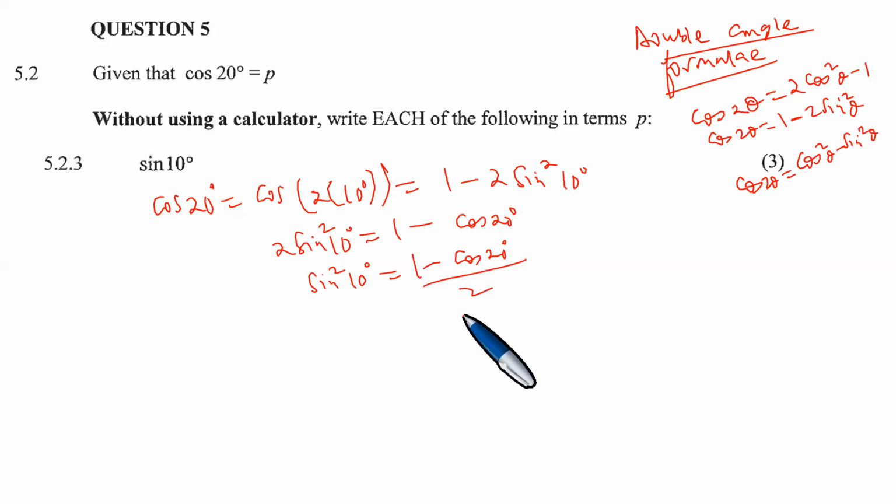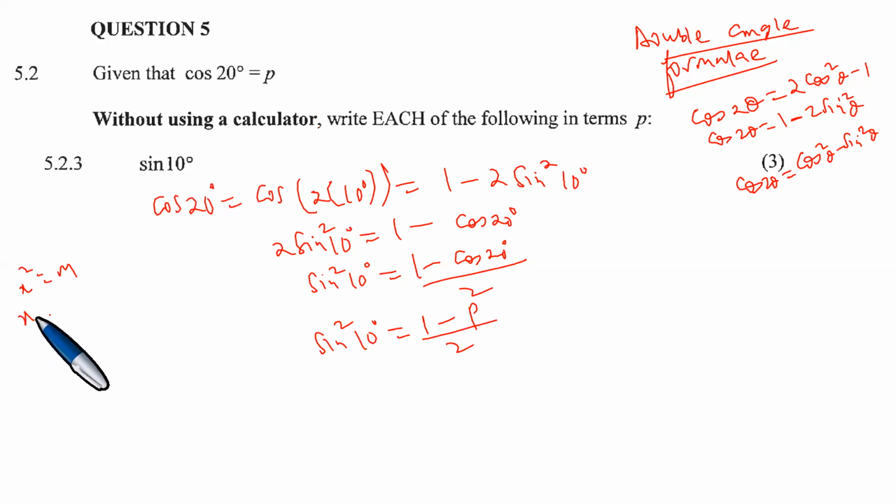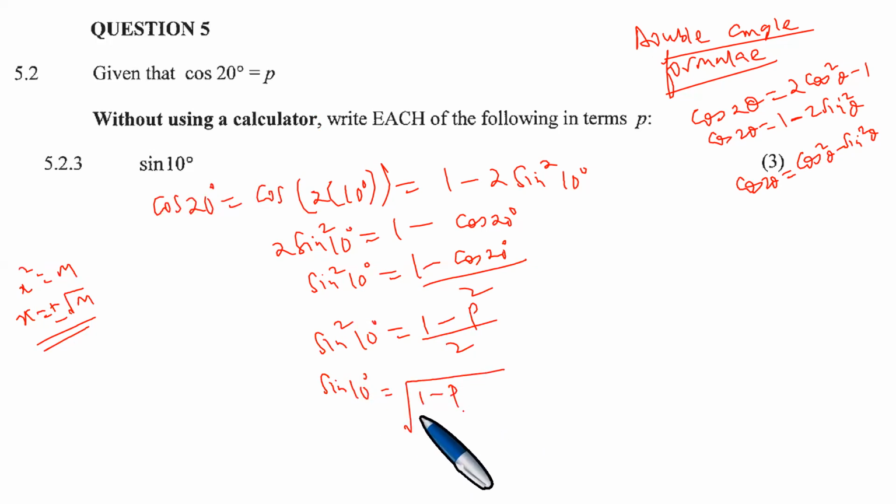We divide by 2, so sine squared 10 degrees equals 1 minus cosine 20, which is P, all divided by 2. At this point, if x squared is equal to m, then x is the square root of m, normally plus or minus. So the sine of 10 degrees equals the square root of 1 minus P out of 2.